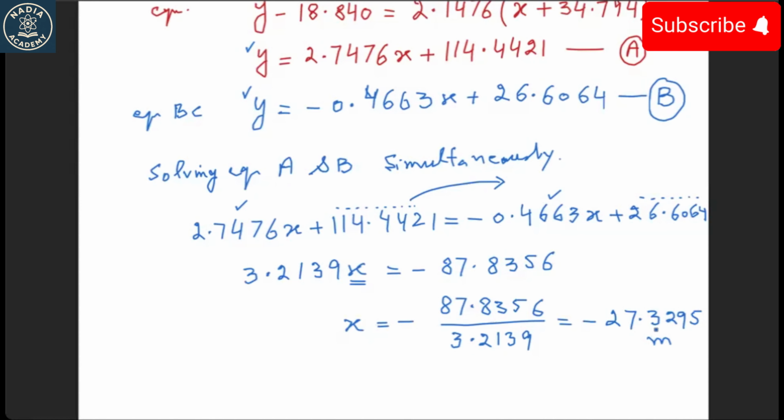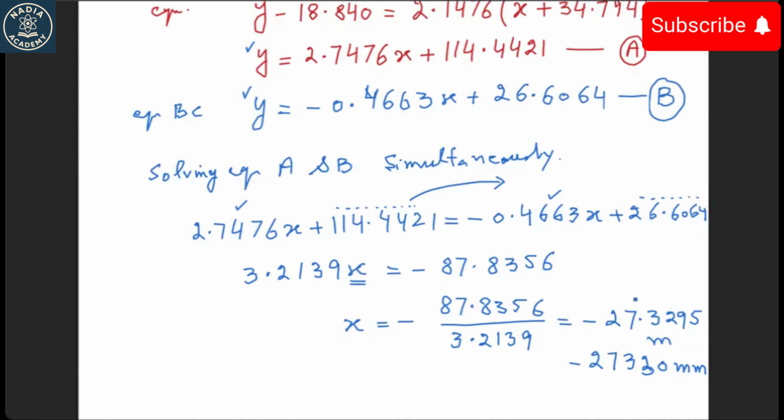So if you want to write it in millimeters, then the answer will be negative 2732. We can even make it 30. So these many millimeters, because we want to give the precision down to millimeters.